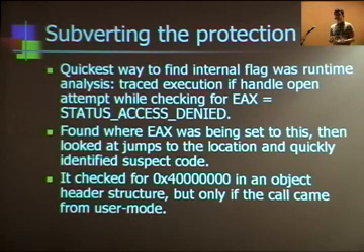The quickest way to find where this flag was being converted or written was to trace the execution of a failed open, and put a breakpoint and a trace filter that said break when EAX, the return value, is STATUS_ACCESS_DENIED. So I let the trace run, and it stopped at the point where the kernel was returning this value. And quickly enough, I decided to check for a much bigger flag, 0x4000000, in an object header structure, but only if the call came from user mode, so I thought maybe this is what it's checking for.